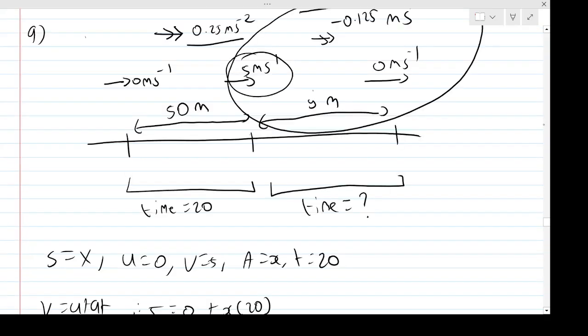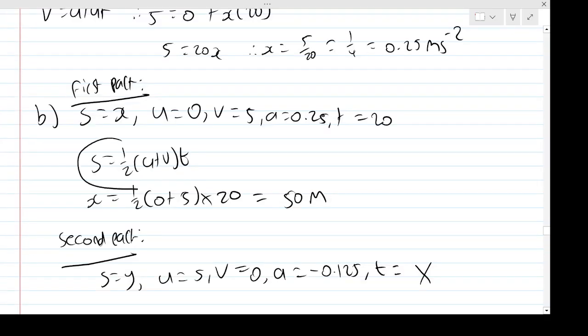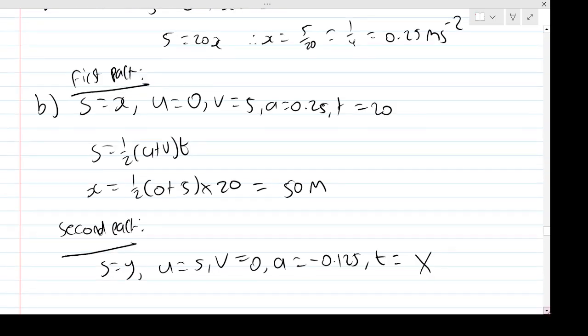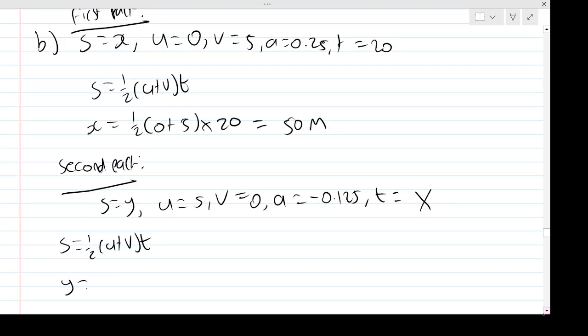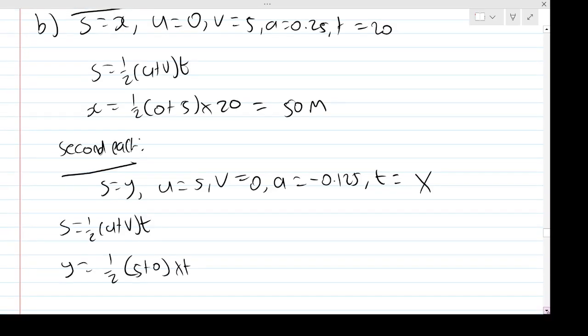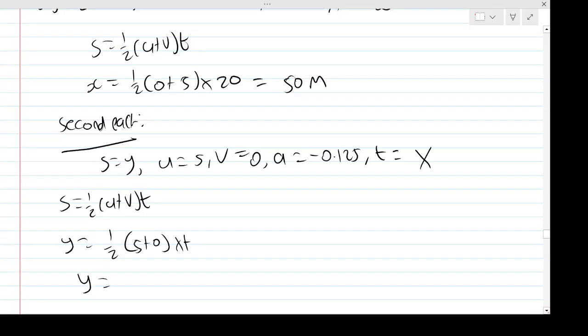If I jump to the formula for displacement, S, or y here, is a half of (U plus V) times T. So y is a half of (5 plus 0), or just 5, times T. So y is 5 over 2 lots of T. Well, the problem here is I do need T. Now, actually, in the next section there is another formula where we don't need T, and we can just work it out at this point, but we've got to work with what we've got.